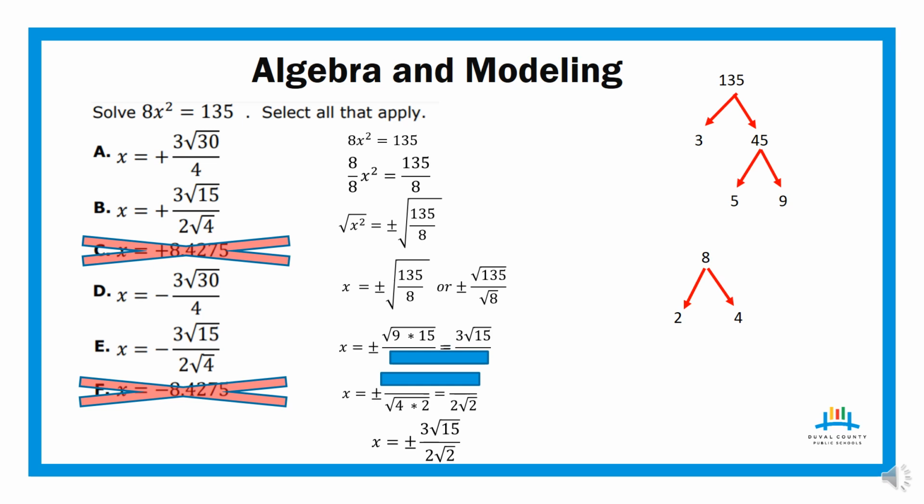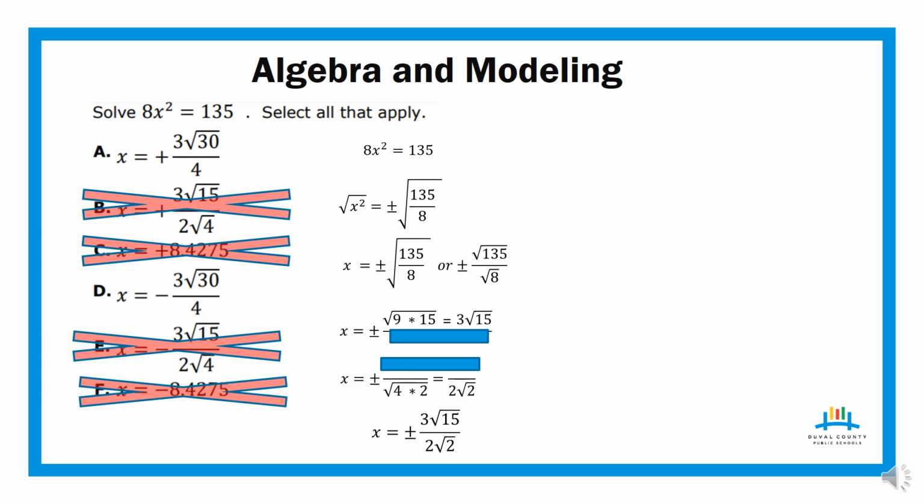Well, we can eliminate answer choices B and E because if you look in their denominators, they both show 2 times the square root of 4, and our denominator is 2 times the square root of 2. So again, we're going to use the eliminator tool, and we're going to eliminate answer choices B and E. So now we've eliminated choices B, C, E, and F, so the correct answer choices should be A and D. But why does our answer of x equals plus or minus 3 times the square root of 15 divided by 2 times the square root of 2 not match answer choices A and D?